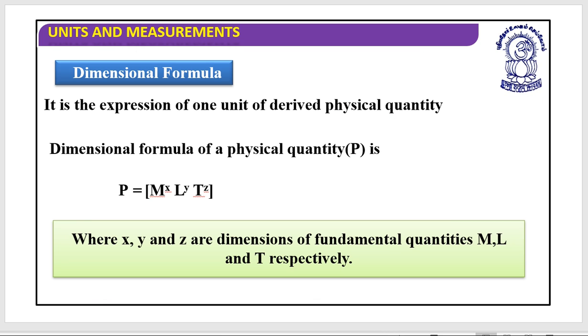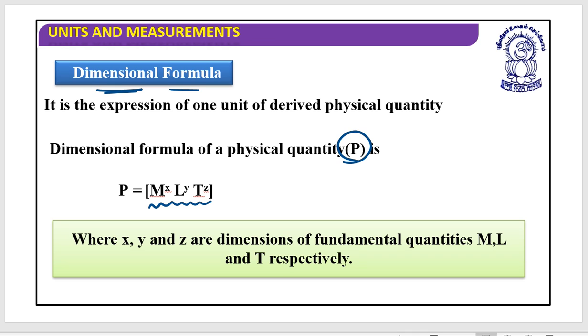How will this be used? So let's say we are going to produce a dimensional formula. What we can say is, dimensional formula is the expression of one unit of a derived physical quantity. Now what does it mean? Let us say we have a certain physical quantity P. For P we are going to represent it in terms of M to the power x, L to the power y, T to the power z.